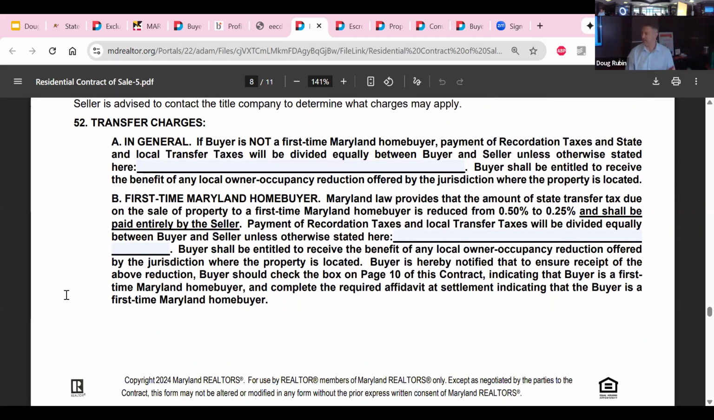Okay, transfer charges. I find this language very confusing. Most people are just going to leave this blank, right? So this literally says taxes will be divided equally unless otherwise stated here. If you don't want to change it, then don't change it. Just leave that blank. Don't type in "taxes split equally" because it's already split equally. Just leave this blank unless you want to say seller pays all taxes, buyer pays all taxes, that sort of thing.